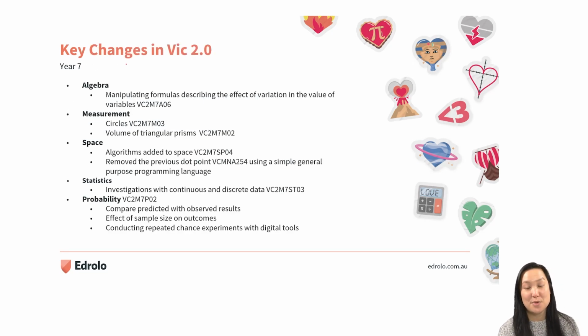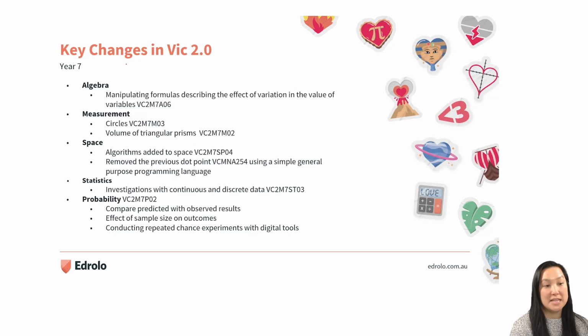Okay, so by now you've probably seen all of the changes in the 2.0 math curriculum. So we'll go over some of the key changes in each year level. In year 7, one of the major changes is now we are adding circles to year 7. So we'll be talking about circumference and pi, and also adding in the volume of triangular prisms and not just regular prisms.